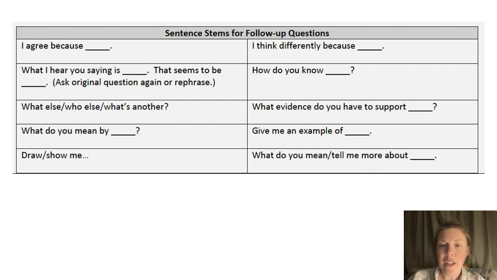One particularly useful part of the discussion routine that can be used with CKLA's discussion questions are the sentence stems for follow-up questions. By selecting some of these sentence stems to be used in the discussion, students are encouraged to be active listeners and think critically about their peers' responses.